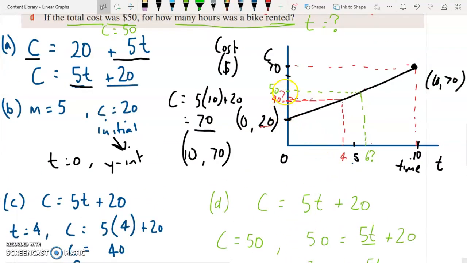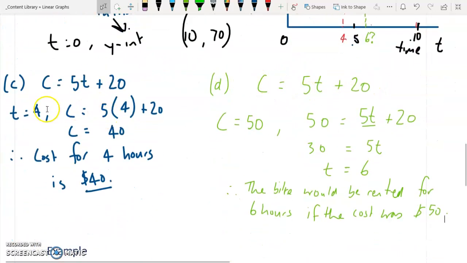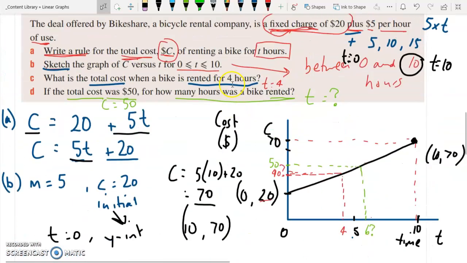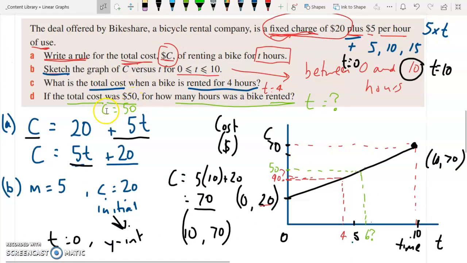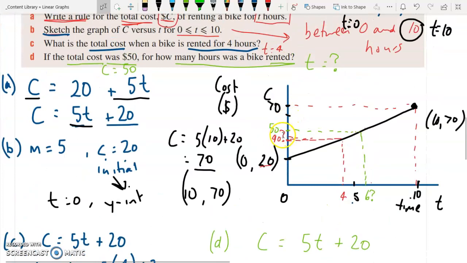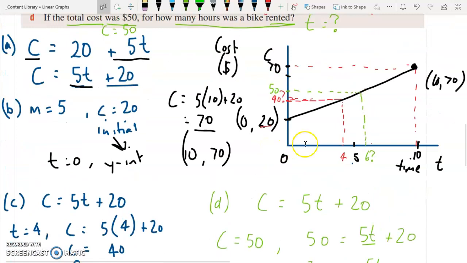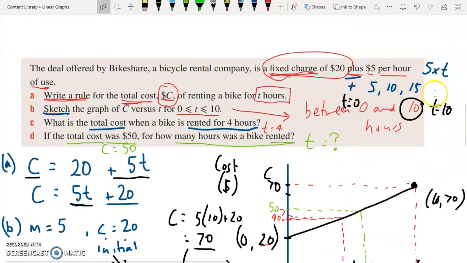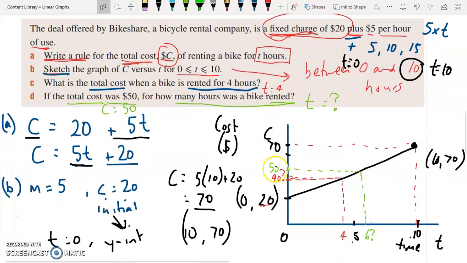So you can see graphically we can get a good picture if this was drawn accurately, but we also can use algebra and substitution to work out the cost. The key here is to identify what it is you're trying to find. In this last one, cost is 50 and we're trying to find t. In this third one here, we were trying to find our cost, so c equals what? And using the endpoints to sketch your graph, whatever this value is here, t equals 10, substitute that in and get the value so you know how high to go up on your vertical axis.